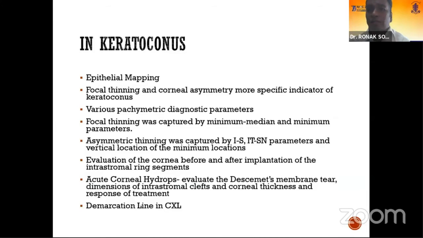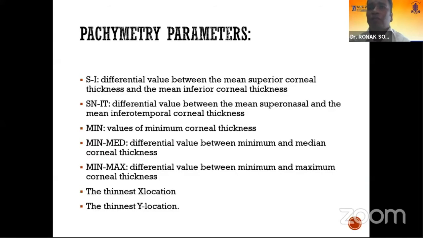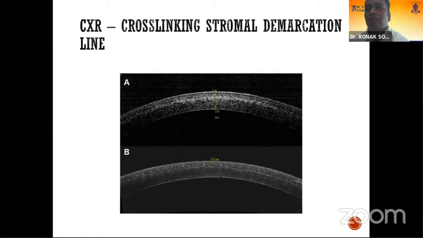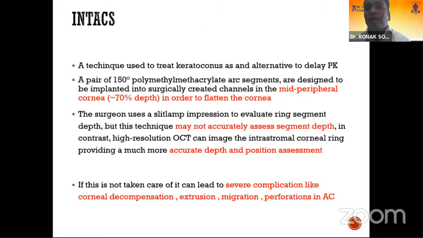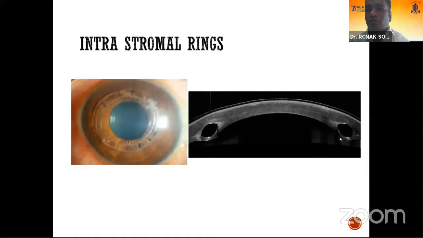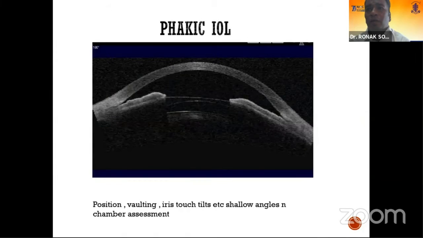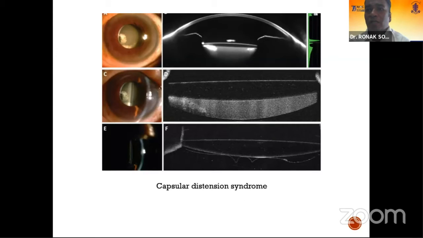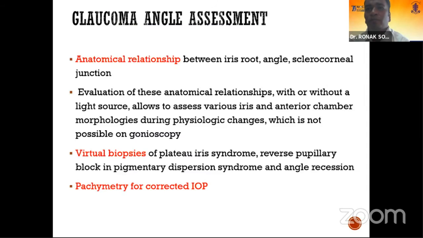You can see your demarcation line. A lot of pachymetric parameters, epithelial mapping you can do, but most importantly to be seen is the stromal demarcation line in cross-linking. Intacs also help where you want to monitor post-operatively decompensation, migration, and perforations. Then you come to phakic IOL, where you need to see the vaulting, the shallowing of the angles, and positioning. In cataract surgery, you can see the phaco wound architecture, something like a capsular distension syndrome, where there is fluid behind the IOL. And in glaucoma angle assessment, you can see the virtual biopsy of the plateau iris, pachymetry for IOP.